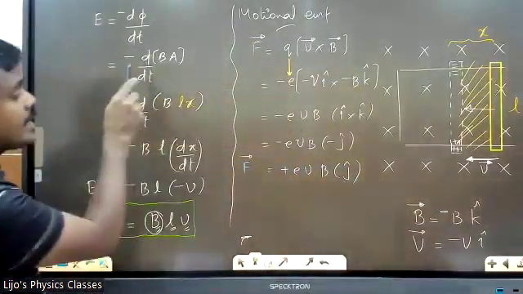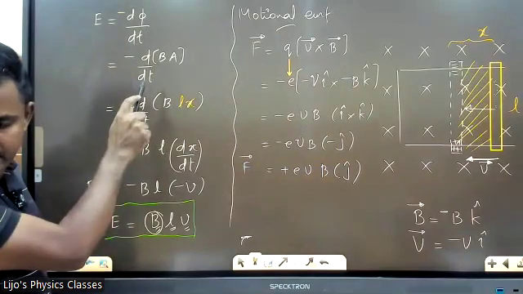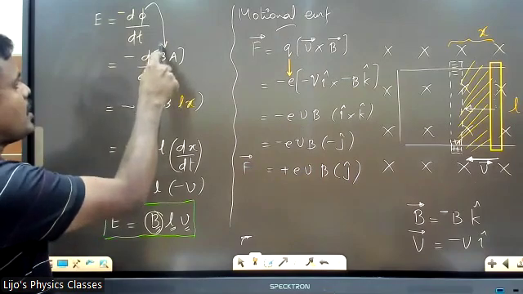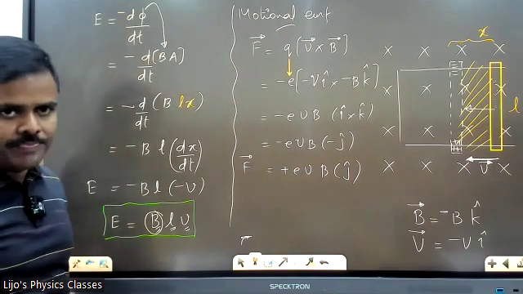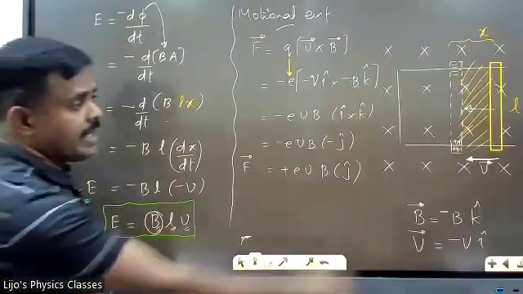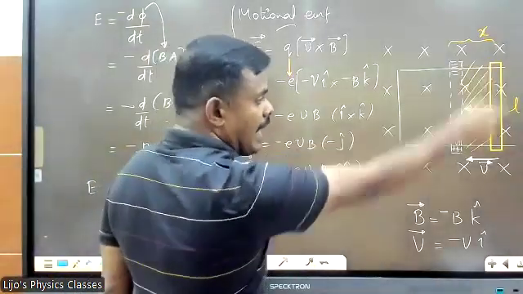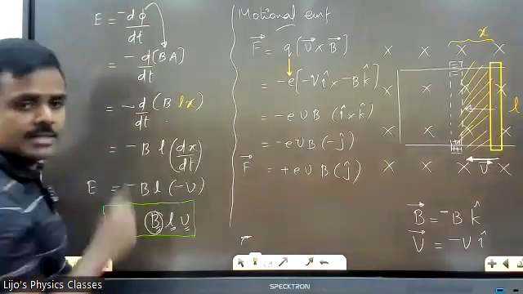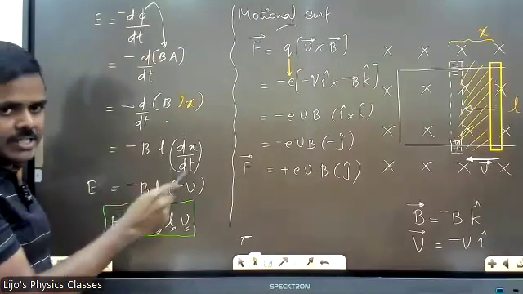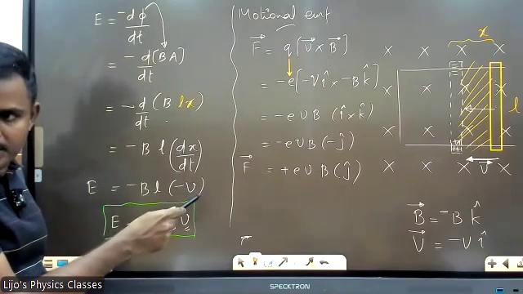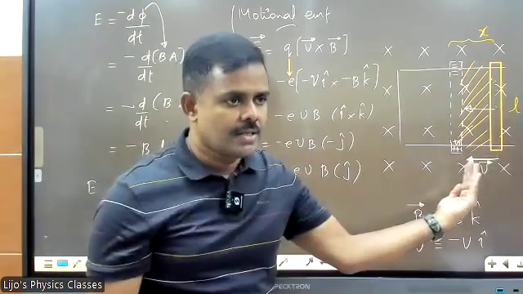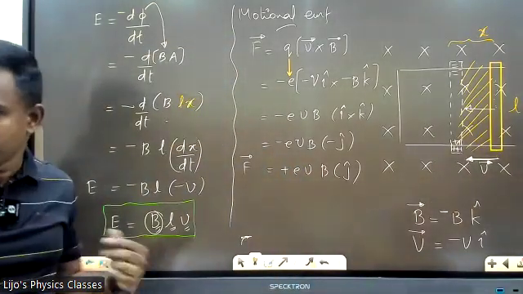We even calculated the motional EMF: minus dφ by dt. That is minus d by dt of flux, which is B into A. Yesterday we learned B into A. That is minus d by dt of B into, look at the yellow shaded area, length into breadth, L into x. So I get B outside, L outside, dx by dt inside. dx by dt is velocity. That is minus V because I move it to the left. So minus or plus BLV.